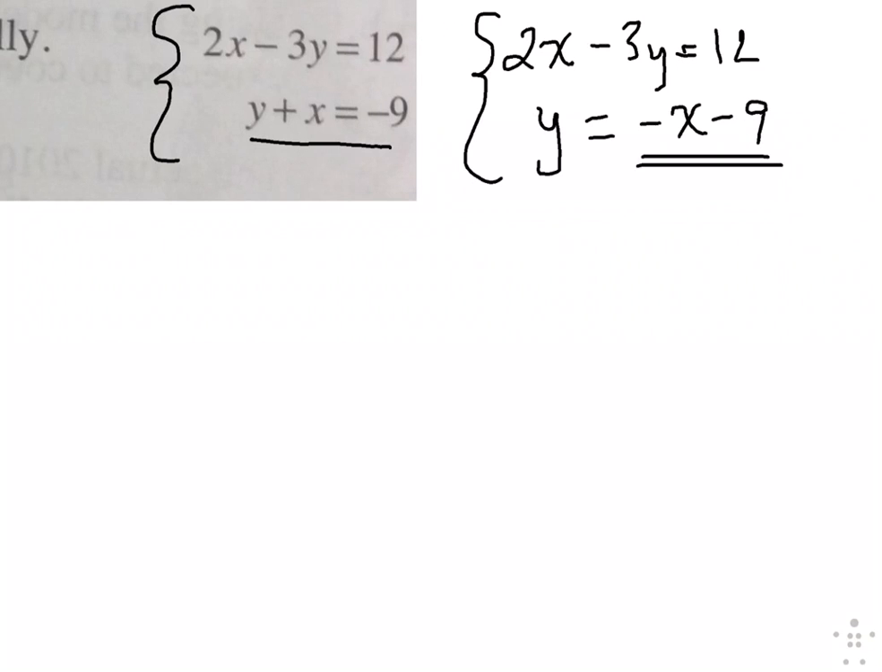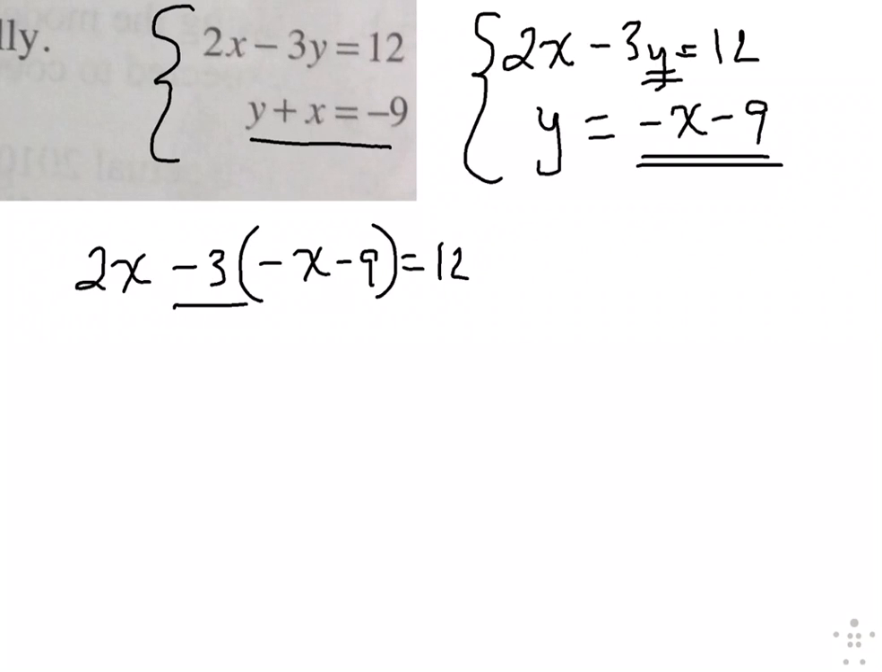Now I'm going to use substitution. I'm going to take this negative x minus 9 and substitute it in the top equation for the y. So I get 2x, the top equation, minus 3 times what I'm substituting in, negative x minus 9, equals 12. And now I'll distribute the negative 3 in. So it's 2x. Negative 3 times negative x is plus 3x. Negative 3 times negative 9 is plus 27. Equals 12.